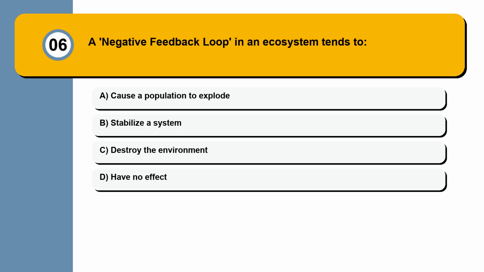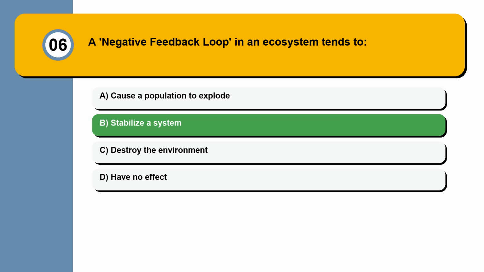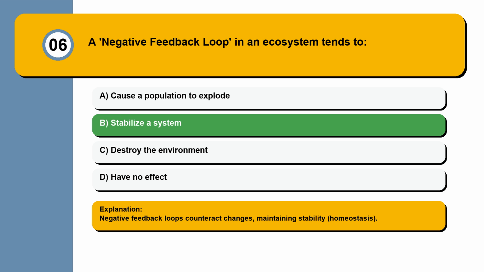Question 6. A negative feedback loop in an ecosystem tends to cause a population to explode, stabilize a system, destroy the environment, have no effect. Negative feedback loops counteract changes, maintaining stability, homeostasis.